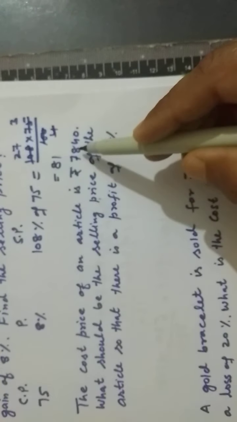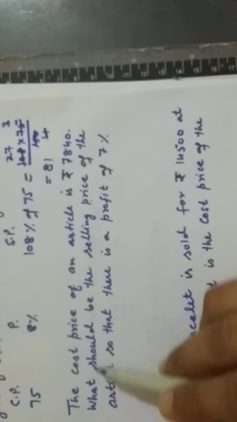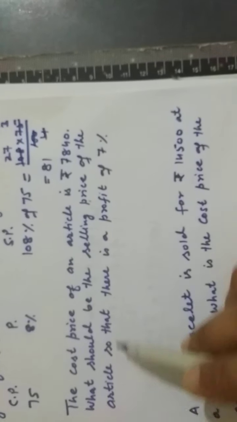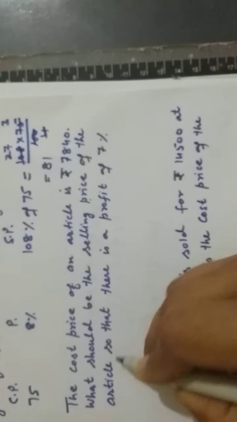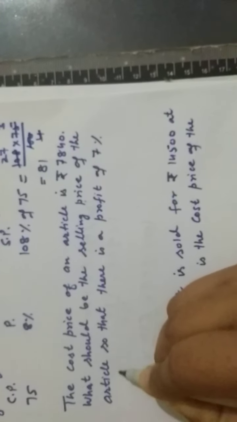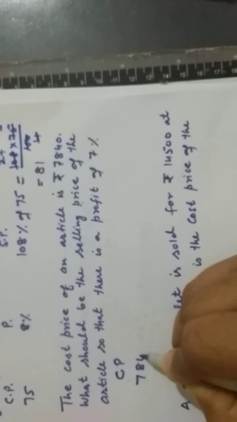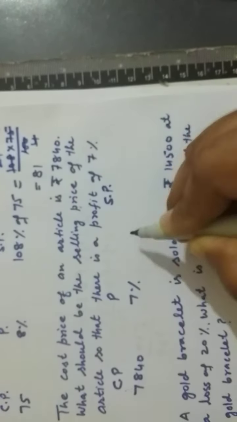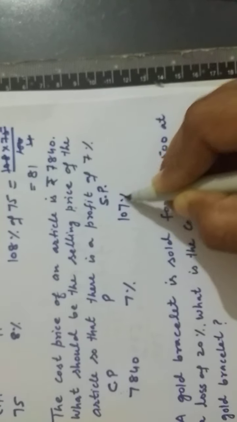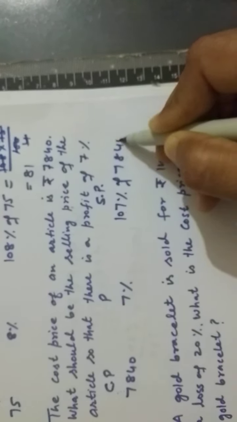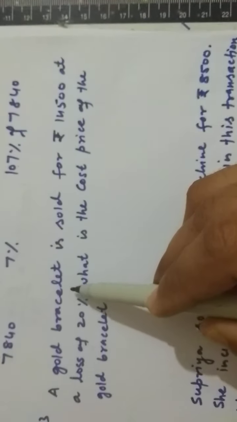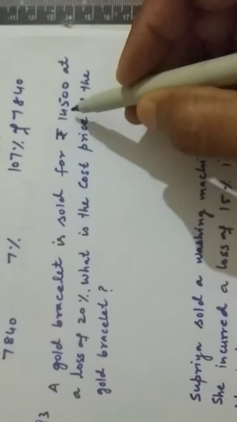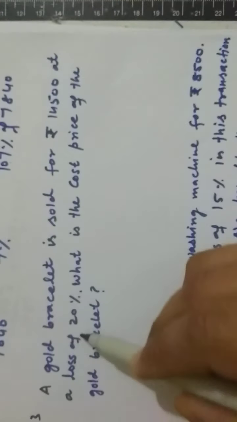The next question is, the cost price of an article is rupees 7840. What should be the selling price of the article so that there is a profit of 7%? So CP is 7840, profit is 7%. We have to find selling price, that is nothing but 107% of 7840. You can calculate this.